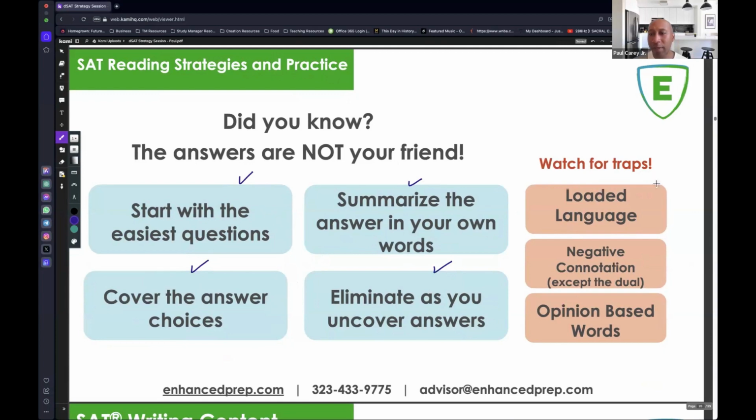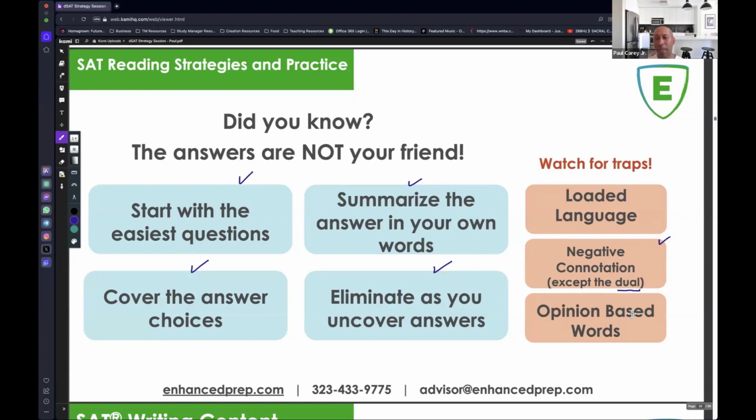Watch out for traps. So loaded language, right? So when you have things that are very extreme or there's redundant words or a lot of extra stuff, just make sure that you think about what's that main idea, right? Does it go with what you said already? Negative connotation, right? Except in the dual passage. So one thing that you want to keep a lookout for is overly negative answer choices. Unless the passage is negative or unless there's some type of conflict, like how there's going to be in a dual passage, you want to look out for those negative connotation answer choices.